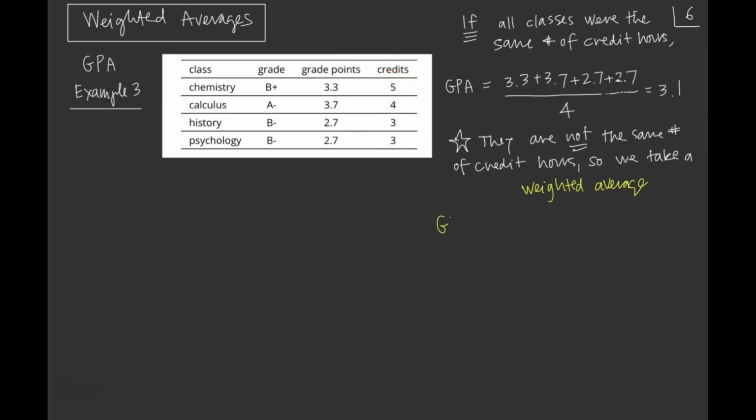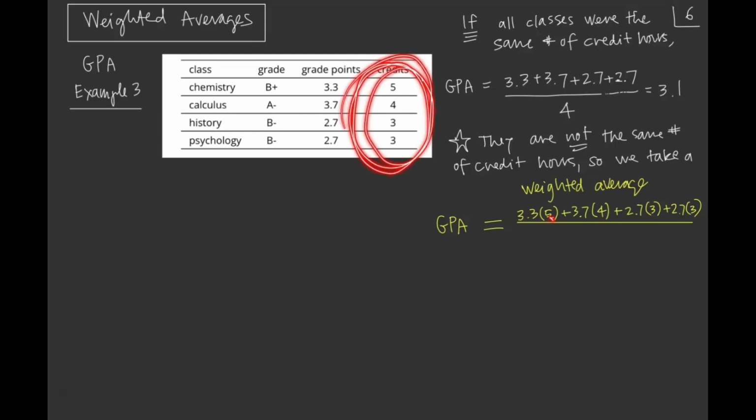And so the GPA actually equals 3.3 times 5 credit hours, plus 3.7 times 4 credit hours, plus 2.7 times 3 credit hours, plus 2.7 times 3 credit hours. So in some ways you can tell that it was actually better to get the better grades in the classes with the higher number of credit hours. And then we have to decide, what do we divide by? Do we divide by 4 still because there are 4 classes? No, you have to divide by the number of credits, because each of these is being counted in our total. So we take 5 plus 4 plus 3 plus 3.